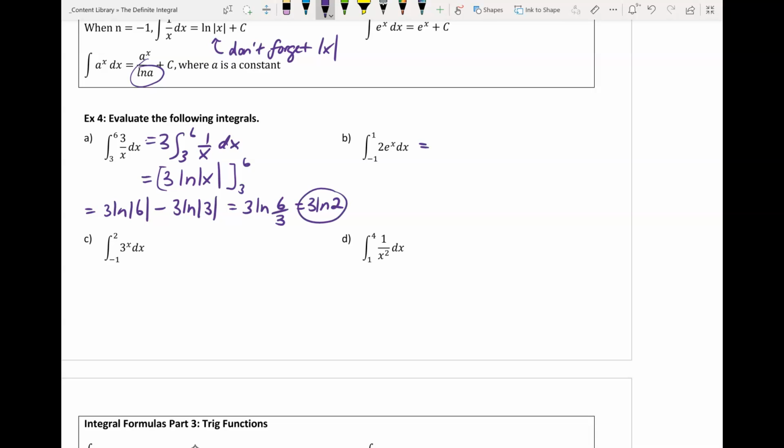Okay, for the next one, again, 2 is just a constant. We could also put that into the front. But once we integrate e to the x, it is still e to the x. We're going to go from -1 to 1. So that's 2e minus 2e to the -1, which is 2e minus 2 over e. And you could just leave it like that.